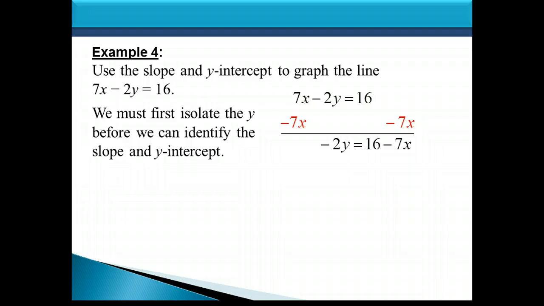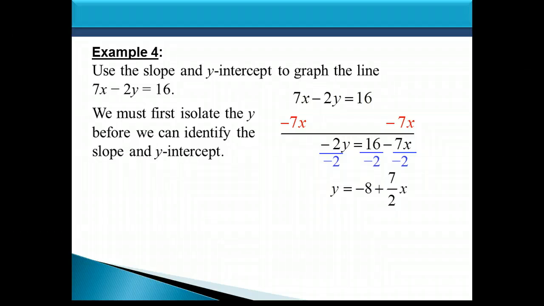Now we need to get rid of that negative 2, so we divide each term separately by negative 2. That way we can keep our terms on the right side separated. And then we simplify, so the negative 2's will cancel each other out on the left. And then 16 divided by negative 2 is negative 8. And negative 7x over negative 2 would simplify to a positive 7/2 x.